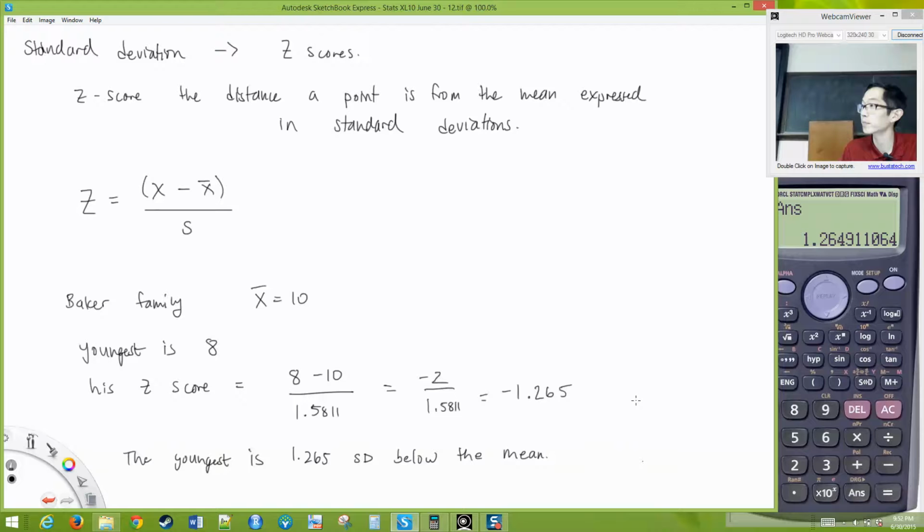Yes. Did you get that number in the denominator? This comes from the previous page when we found the standard deviation for the Baker family, okay, or whichever family had the kids all close together. I think it was the Baker family. Okay?